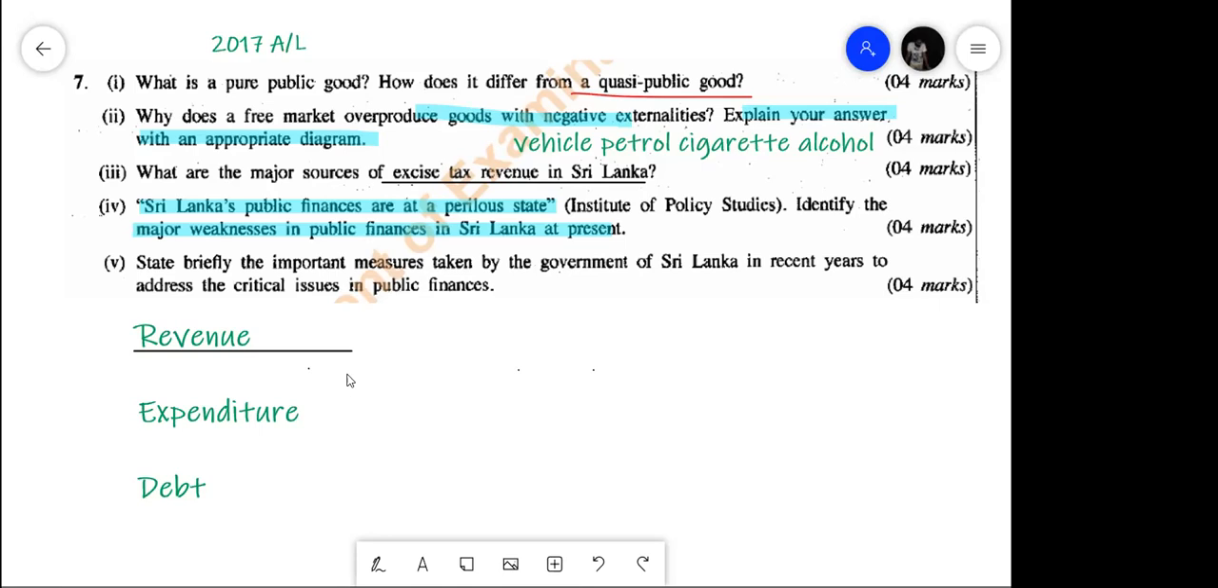Why is the revenue bad? And you can talk about no proper source of non-tax revenue, right? Yes, tax revenue is somewhat okay, but our non-tax revenue is very low, right? So you can put those points. That can be for the revenue aspect.